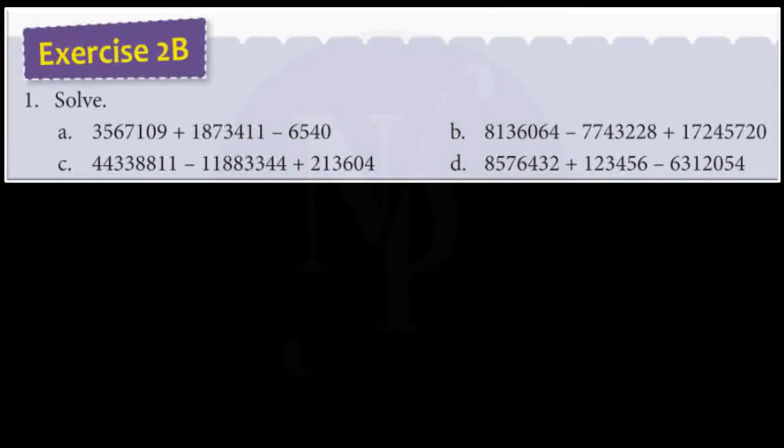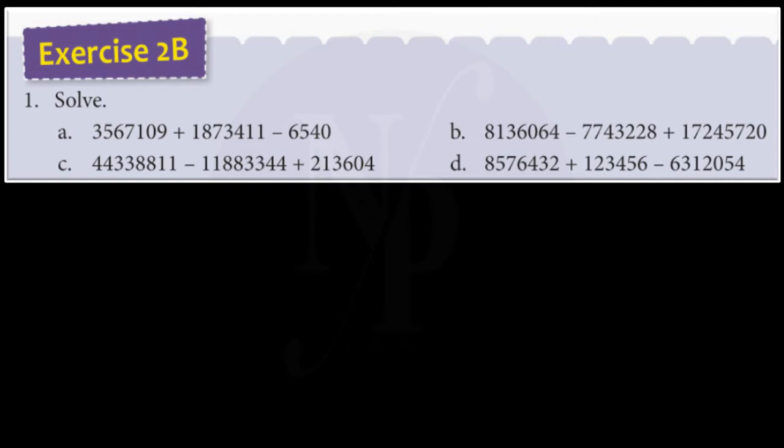So here we have 35,67,109 plus 18,73,411 minus 6,540. So we should add the first 2 numbers and we should subtract the third number from the sum of first 2 numbers. Let us do that now.